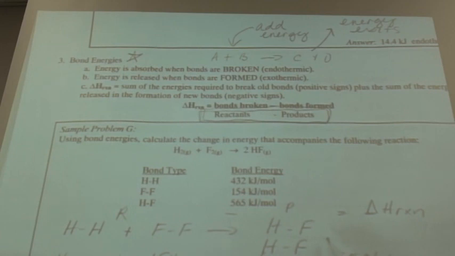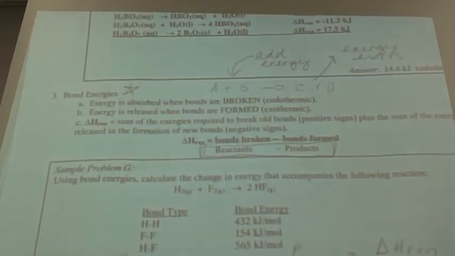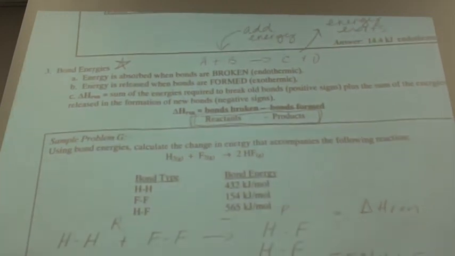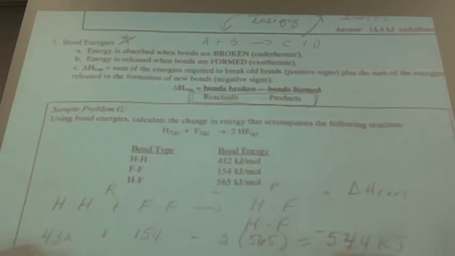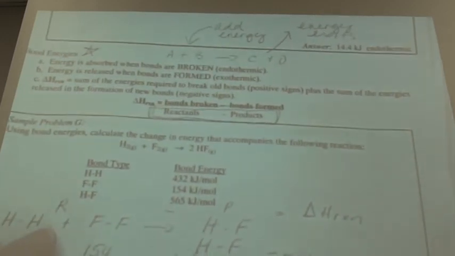Negative 544. So what this is saying is, what? It's exothermic. More energy was released when the HF bond formed than was required to break the HH and the FF. Isn't that just nice and sensical? Why couldn't all of life be sensical like that? Exothermic. It is exothermic.